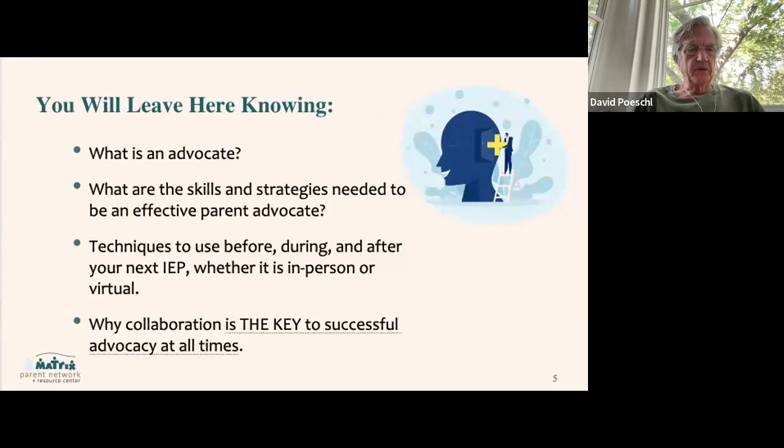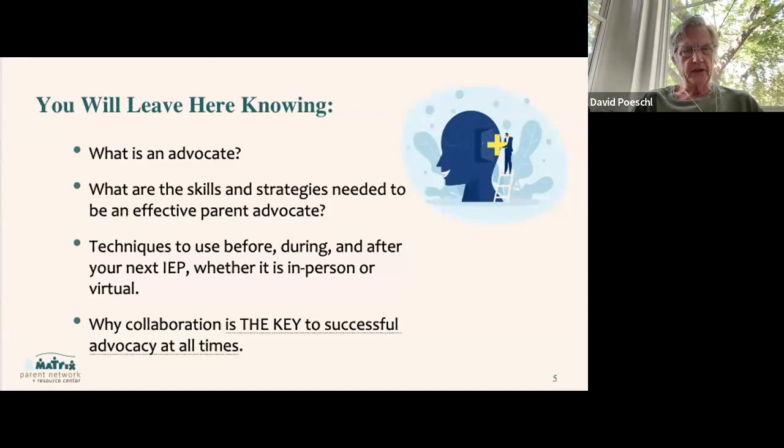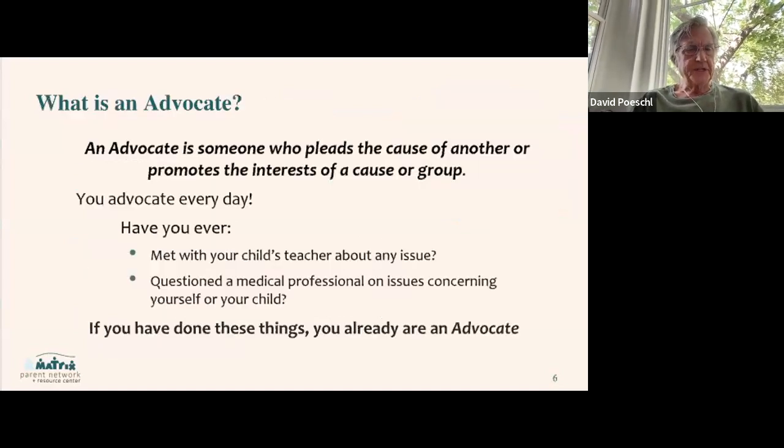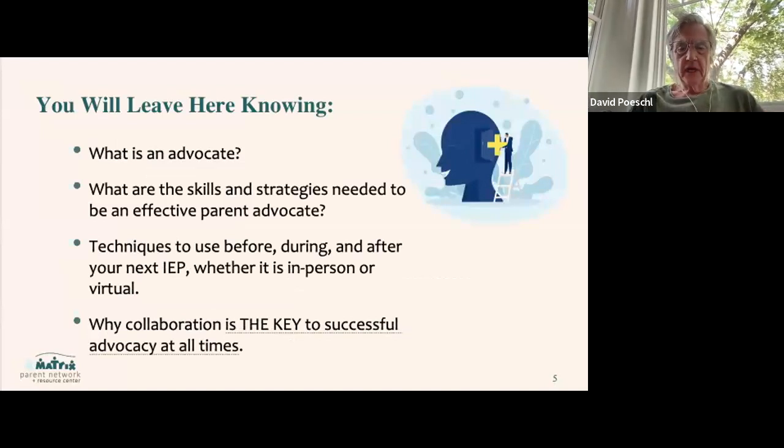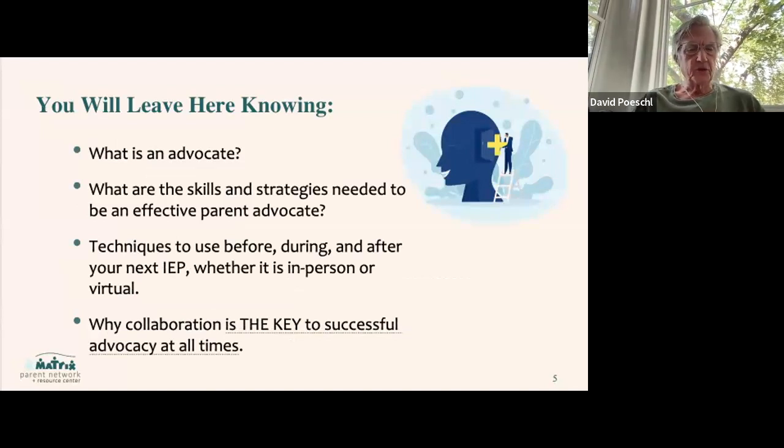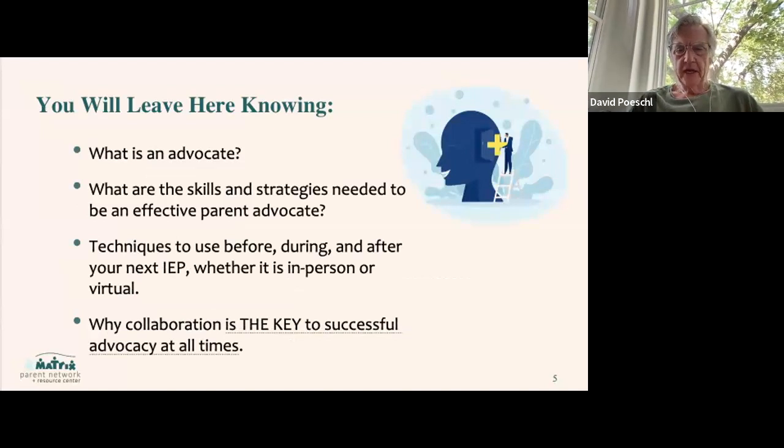And so going back to the skills and strategies needed, there's really three of them that we're going to talk about, not necessarily in order: the training that you need, the ongoing information that you need, and also the diligence, the kind of doggedness that you need to pursue this whole thing. The techniques you use before, during, and after an IEP, we'll go into in the course of the training. We'll not get too specific, but you'll get some good ideas. Okay.